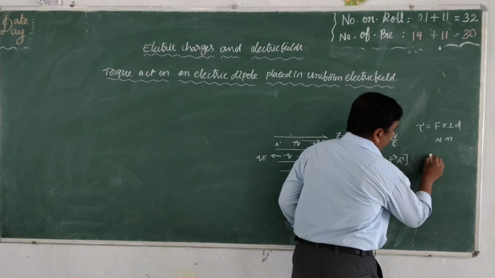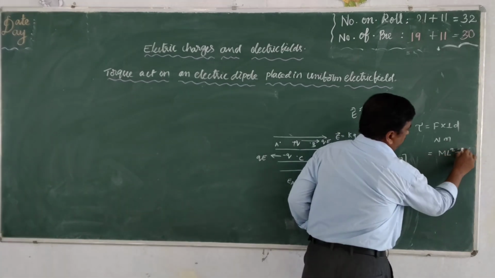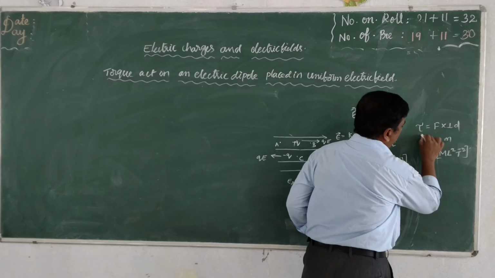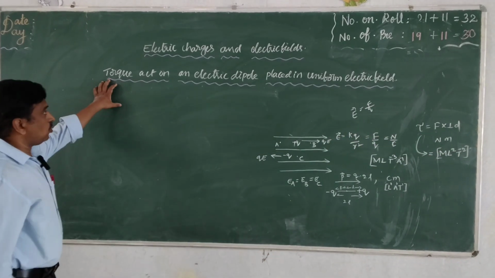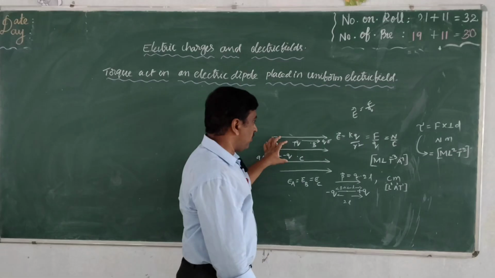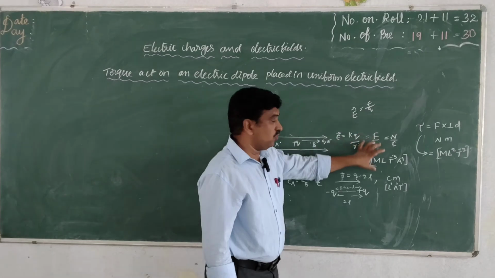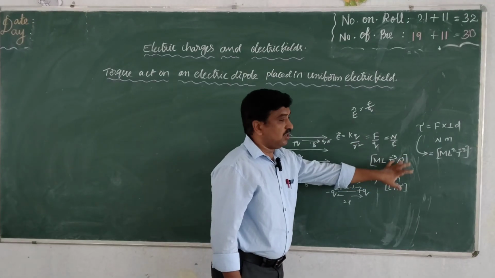What is the dimensional formula here? M L power 2 T power minus 2. This is the dimensional formula of torque. Here we use three terms: torque, electric dipole, and uniform electric field. Uniform electric field is F by Q, newton per coulomb. So the dimensional formula is MLT power minus 3 A power minus 1.